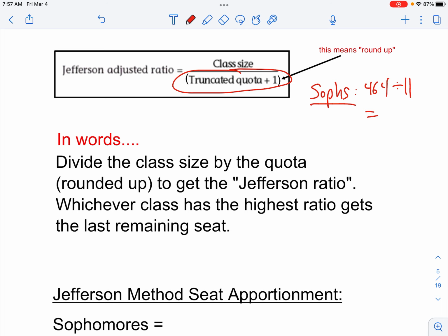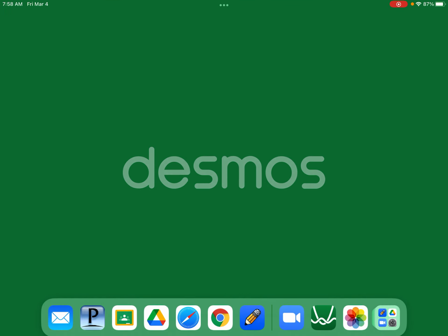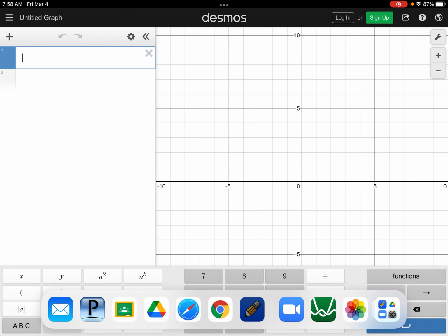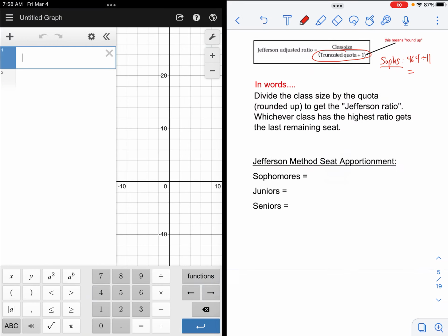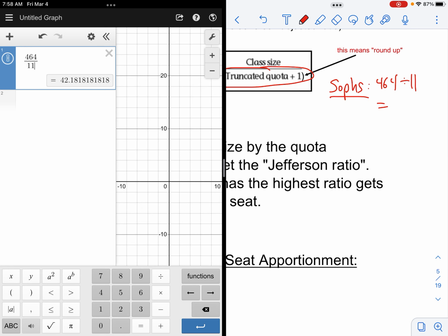Right? Let's break out Desmos here. Little split screen action here. Okay, so sophomores have 464. Suppose you gave them the 11th seat. Well, you get a result of 42.18. That means that if you gave the sophomores the 11th seat, they would represent 42.18 students with it. Okay.